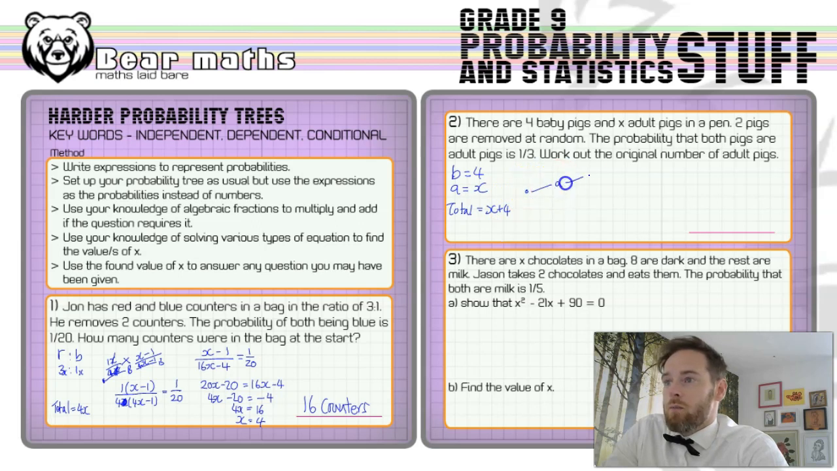So we've got probability of A multiplied by A, adult pig and adult pig, is going to be X out of X plus 4. Multiply that by X minus 1, take away 1 of the adult pigs, and then take away 1 from the 4, going to give us X plus 3. So what we've got is X multiplied by X minus 1 all over X plus 4 multiplied by X plus 3, which equals our probability of 1/3.